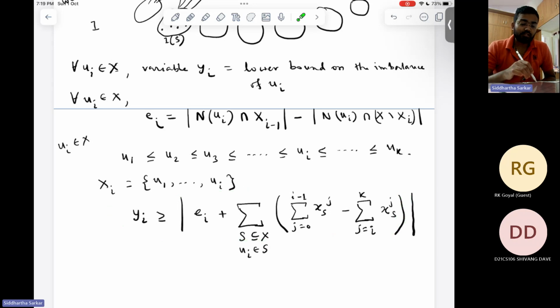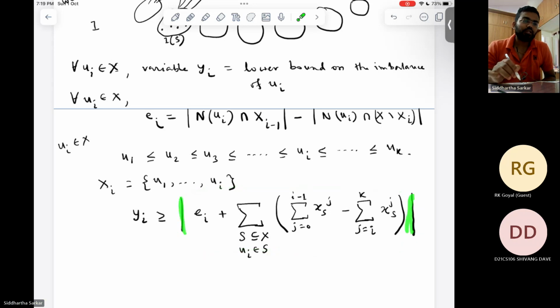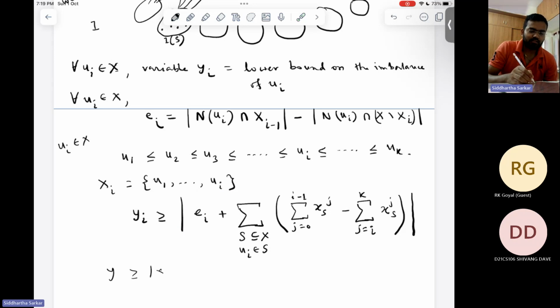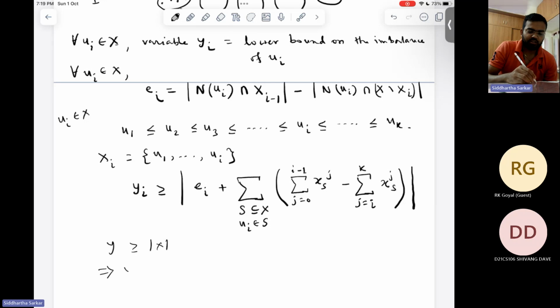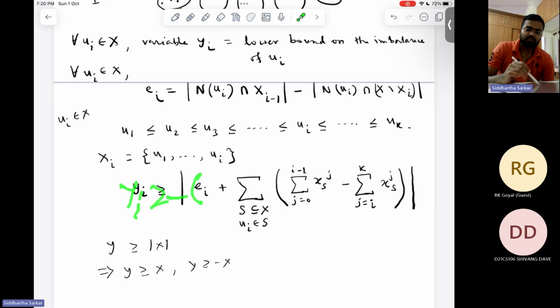But this, remember, is not a linear constraint. So we have to remove the absolute symbols. So if somebody says that y is greater than or equal to mod x, so equivalently we can write that y is greater than or equal to x and y is greater than or equal to minus x, right? So if you look at the book, that's what they have done. So there is one constraint which is yi greater than or equal to this thing. The other constraint which is yi greater than or equal to minus of this thing.